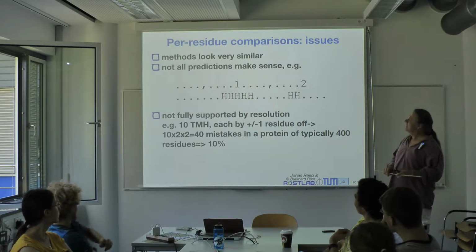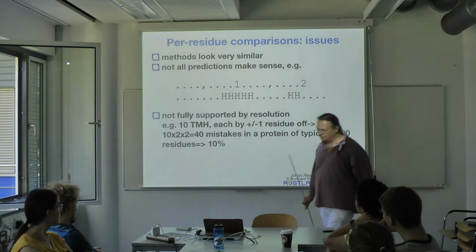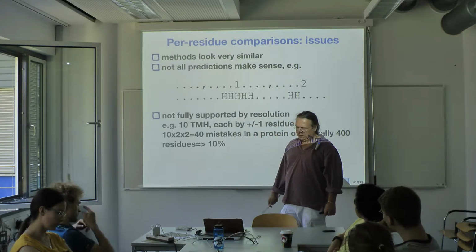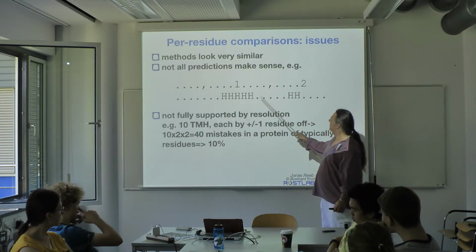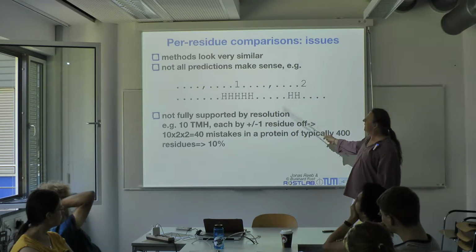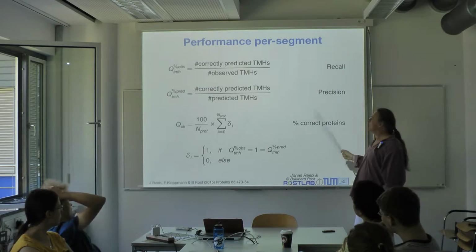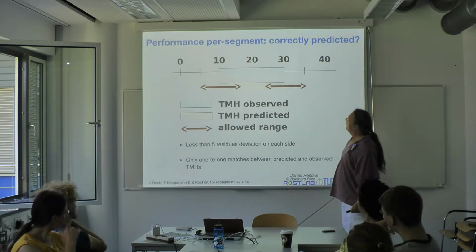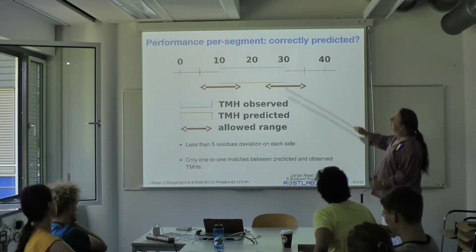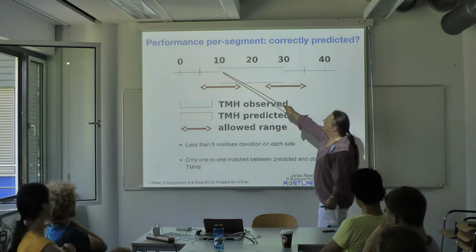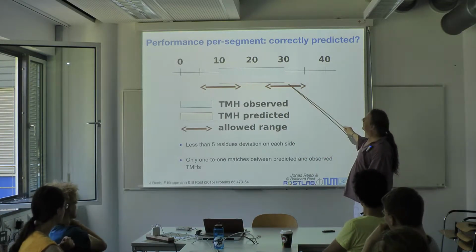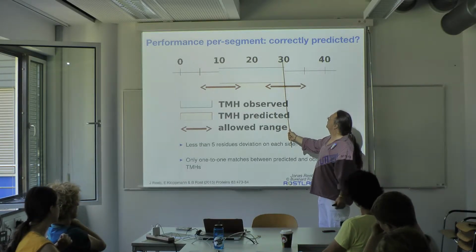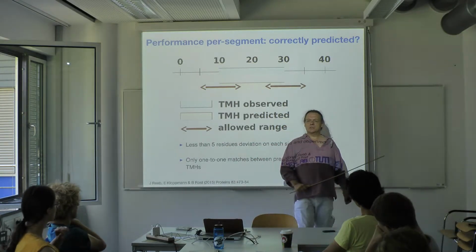In some sense, we have predictions like this that don't make sense. So we have to somehow find a way to look at per-segment predictions. Let's just look at it here. This is the transmembrane helix observed. This is the transmembrane predicted. In this particular case, it's very simple: 100% right. The example is chosen like that.